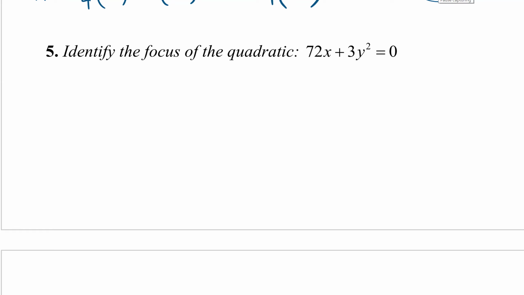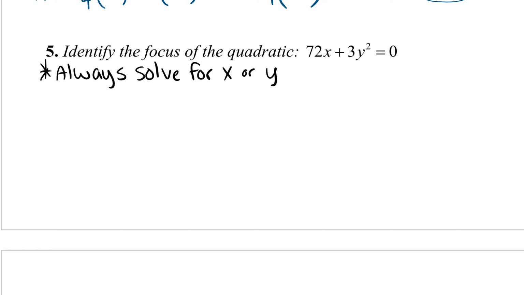Alright, number 5, identify the focus of the quadratic. So notice I have an x and a y squared. On these, I'm not sure if you want to write this down, okay, you always solve for the letter, so always solve for x or y, not x squared or y squared, okay? So I'm solving for x, not y squared, so I want x by itself, alright? So always, always just solve for the letter, not the squared letter.